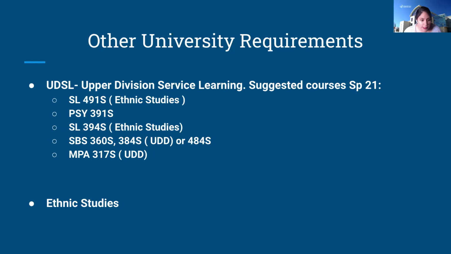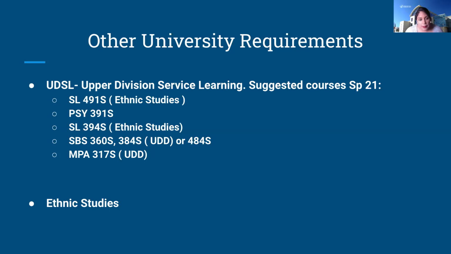The cool thing about some of these classes is they actually count for multiple requirements. SL491S, as an example, will cover your upper division service learning, and it also covers ethnic studies, which is another requirement you have to complete at CSUMB. We have our 391S class in Psych, in our department. You do have to have all the prerequisites completed before you take that class in psychology. So if you haven't taken Intro to Research Methods, then maybe taking one of the other SL classes might be a better option for this first semester.